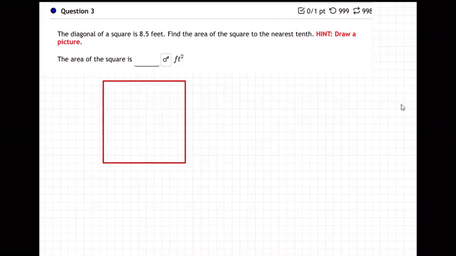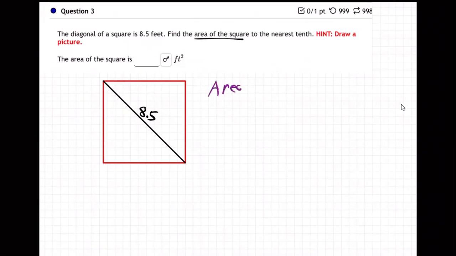There we go. Got a square. And then they're telling us the diagonal. So I'm going to go down, the diagonal is 8.5. Okay, and then they want me to find the area of a square. How am I going to do that?